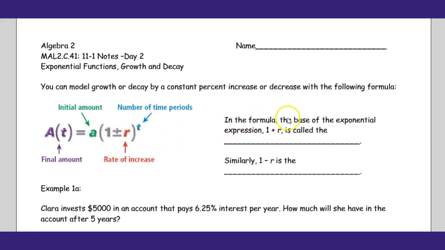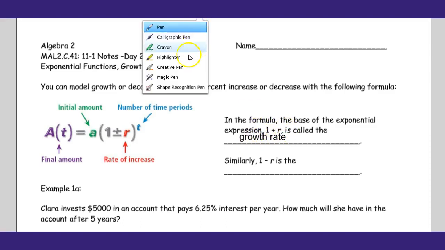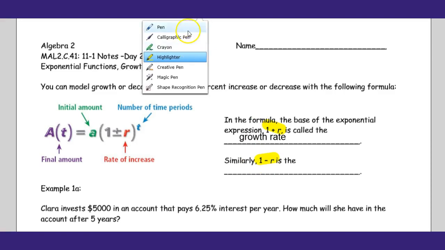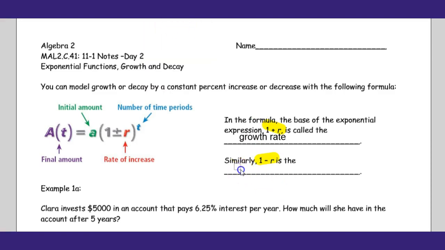It says in the formula, the base of the exponential expression, 1 plus R, is called the growth rate. The reason it's called the growth rate is because if it's 1 plus R, it is a growth rate. 1 plus R, please don't forget that. Growth rate is 1 plus R. And then this other one, 1 minus R, is called your decay rate. Think about it: growth is getting bigger, decay is getting smaller.